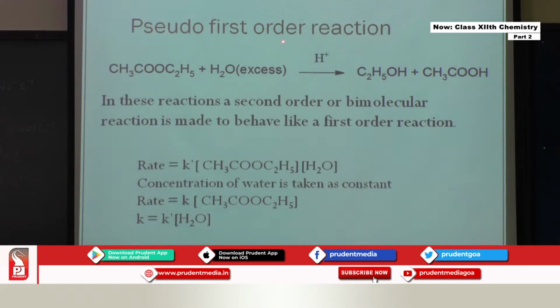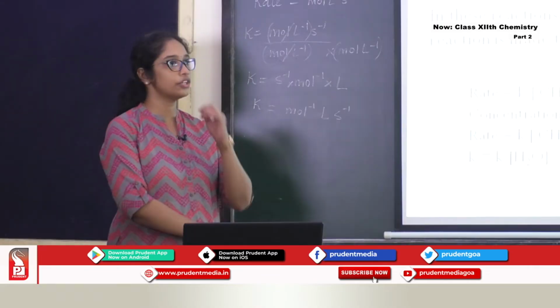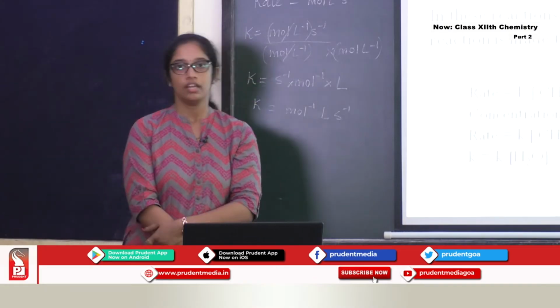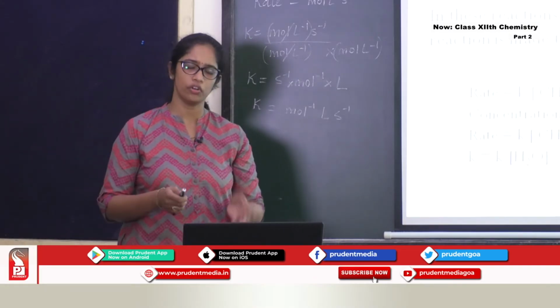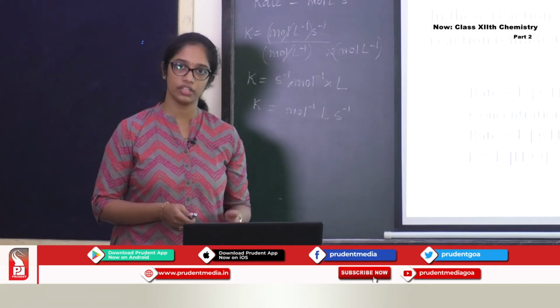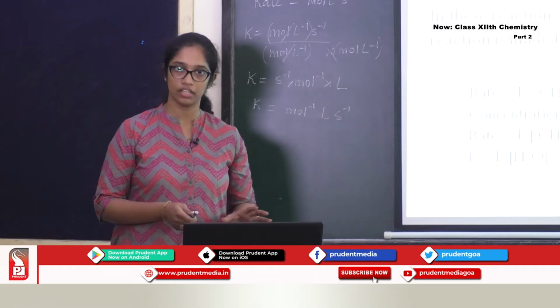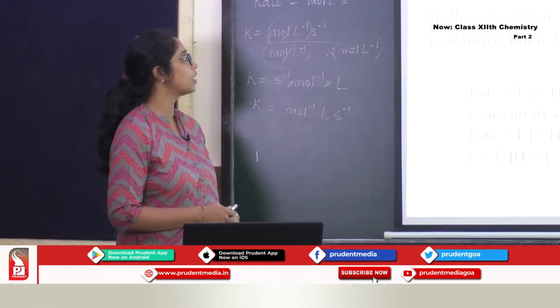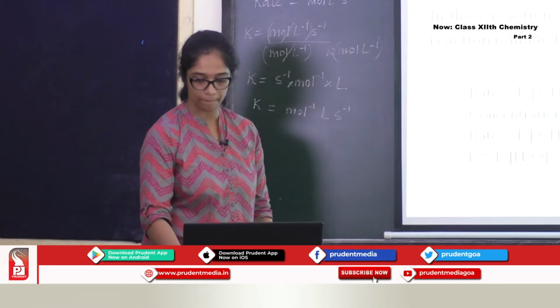So, pseudo first order reactions are those which appear to behave as if they are following second order kinetics, but actually they are following first order kinetics. They are made to behave like first order reactions, alright. So, you need to remember which are pseudo first order reactions. Any reaction which could have any one of the reactants or 2 of the reactants in excess, or if the concentration of the reactant does not change, that means it does not affect the rate of the reaction, such reactions normally come under pseudo first order reactions.